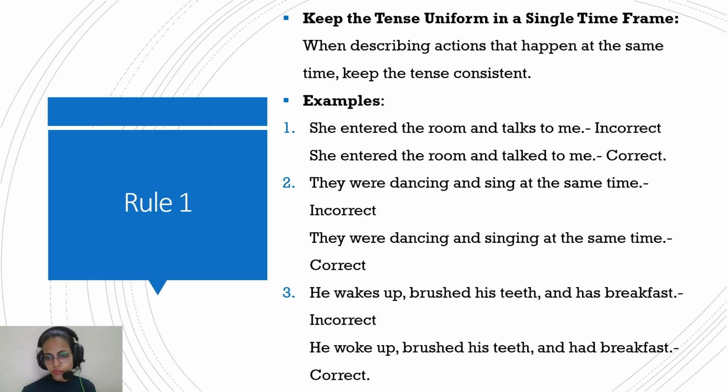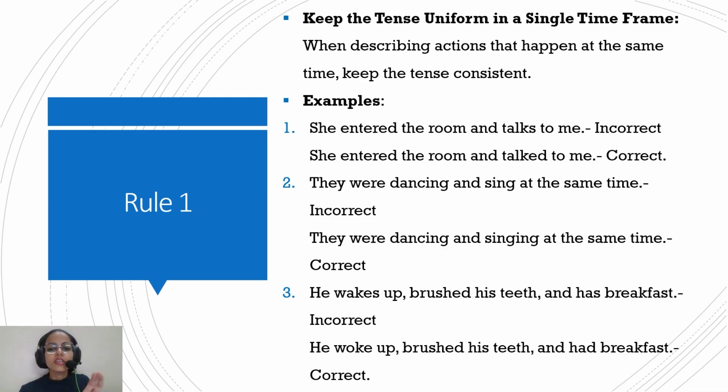Keep the tense uniform in a single time frame. When you're describing actions that are happening at the same time, keep the tense consistent. In one time frame, do not shift the tenses. Now let's look at some examples and try to understand what this rule is saying. She entered the room and talks to me. The tense of the first part is past tense, and talks to me is in the present tense.